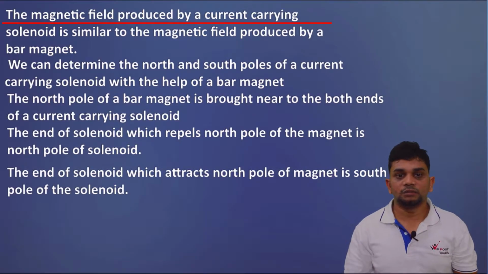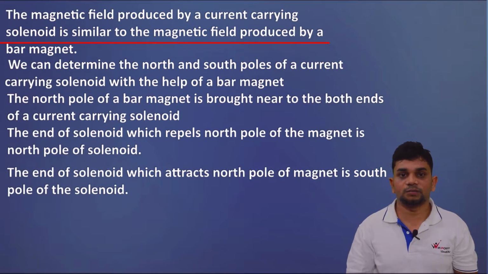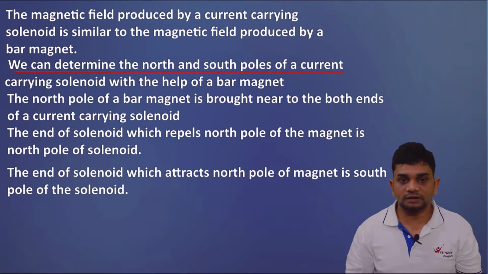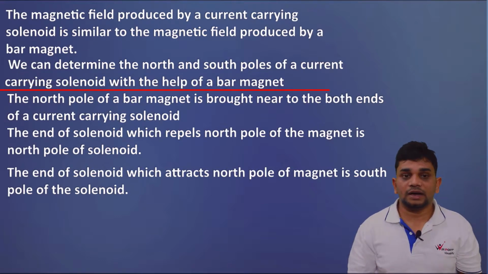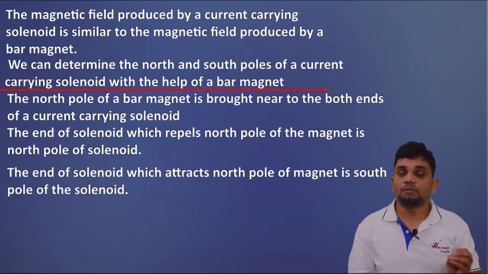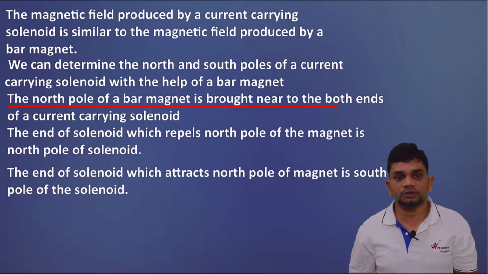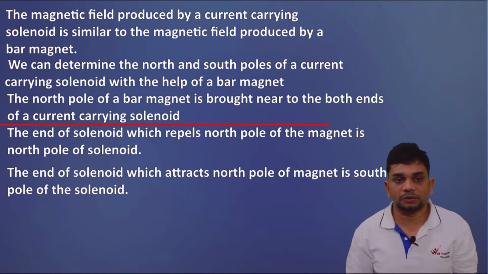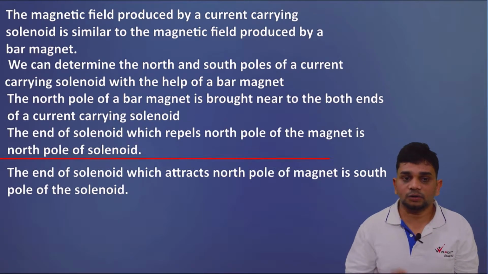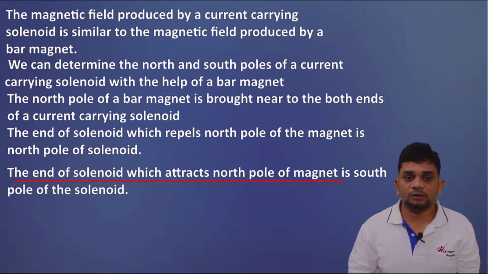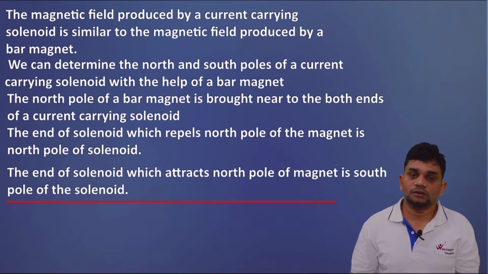The magnetic field produced by a current carrying solenoid is similar to the magnetic field produced by a bar magnet. We can determine the north pole and south pole of a current carrying solenoid with the help of a bar magnet. The north pole of a bar magnet is brought near to both ends of the current carrying solenoid. The end of the solenoid which repels the north pole of the magnet is the north pole of the solenoid. The end which attracts the north pole of the magnet is the south pole of the solenoid.